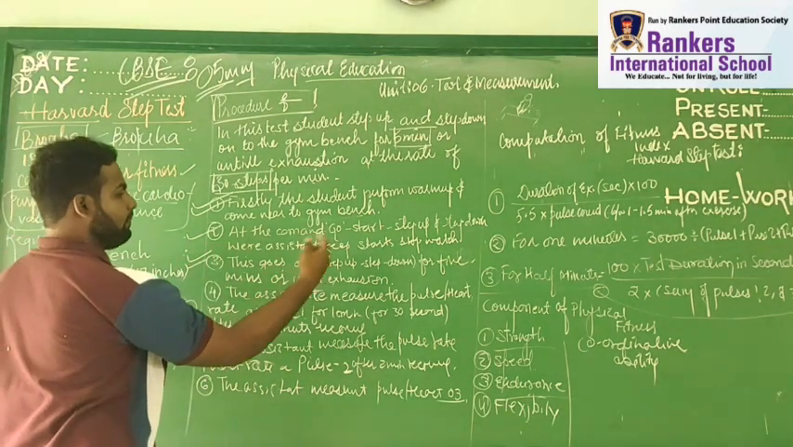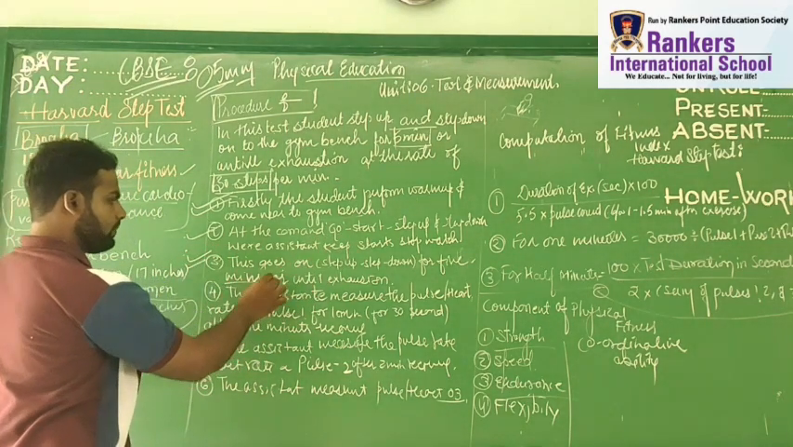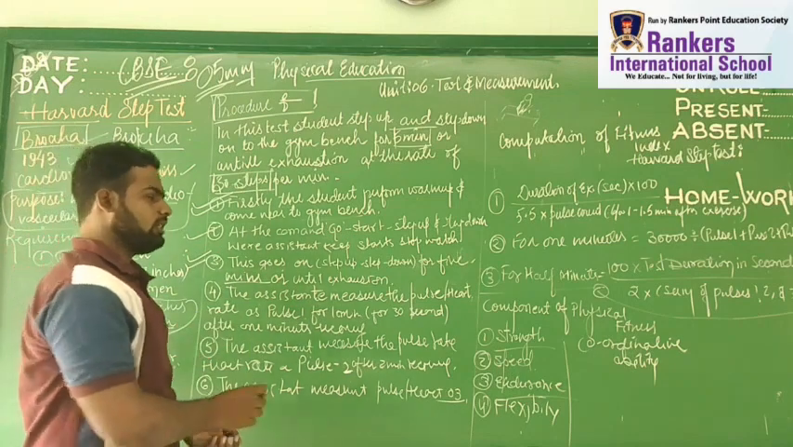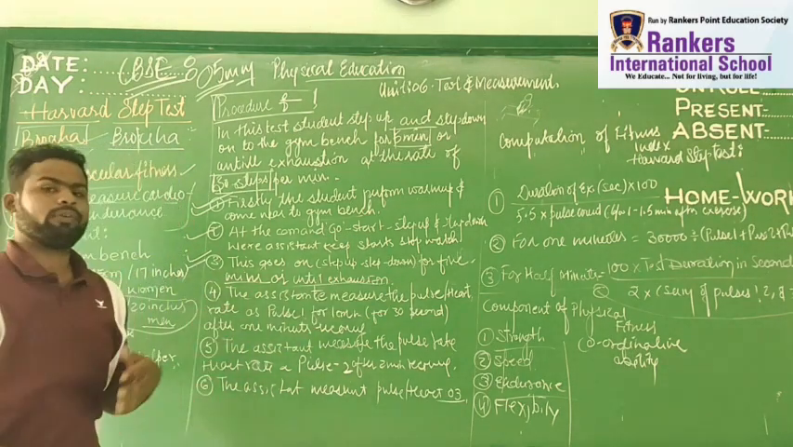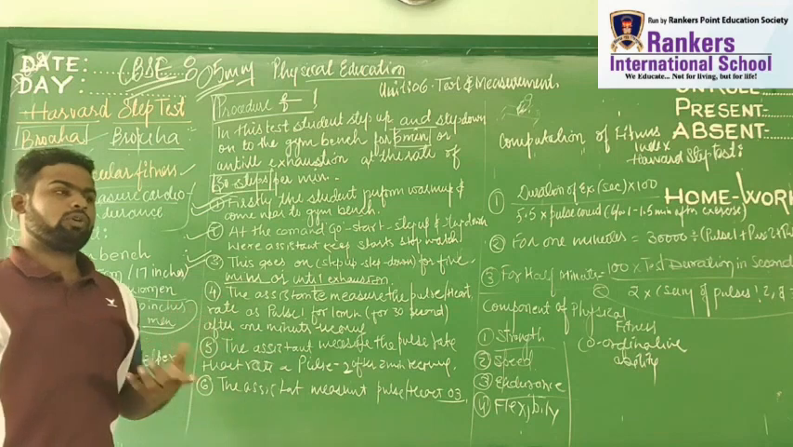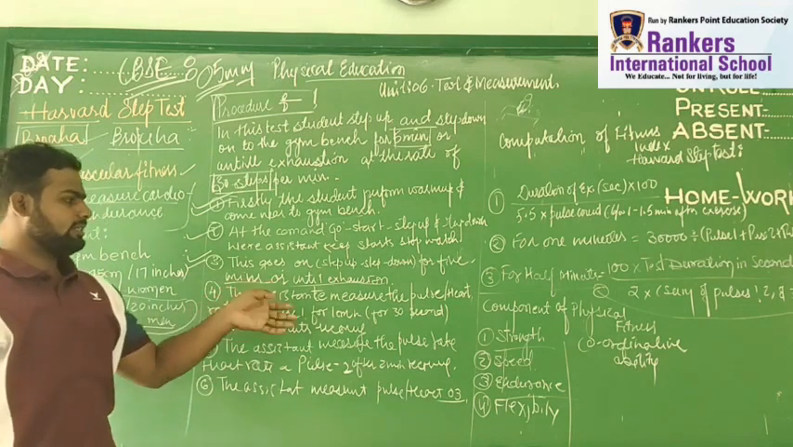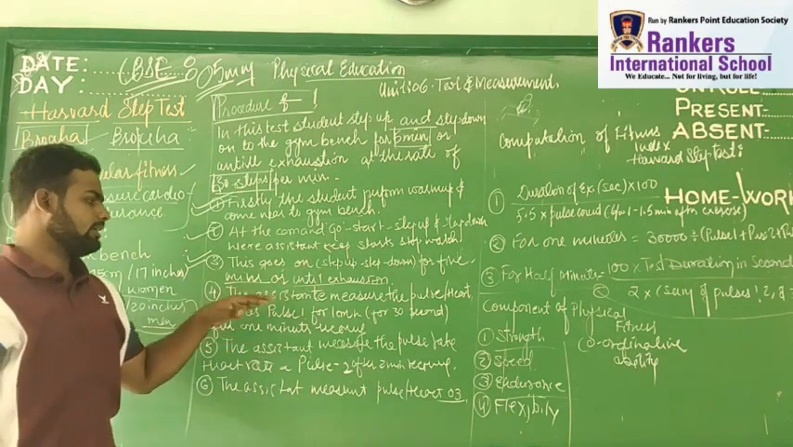This goes on, step up and step down, for 5 minutes, till the exertion or 5 minutes it will take. So let's say I am talking about the 1 minute. The assistant measures the pulse rate and heart rate as pulse 1.